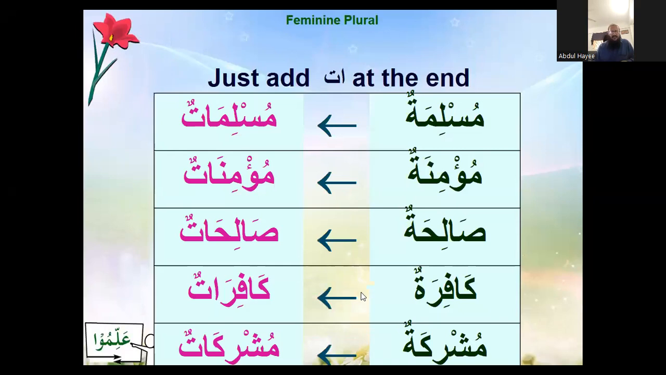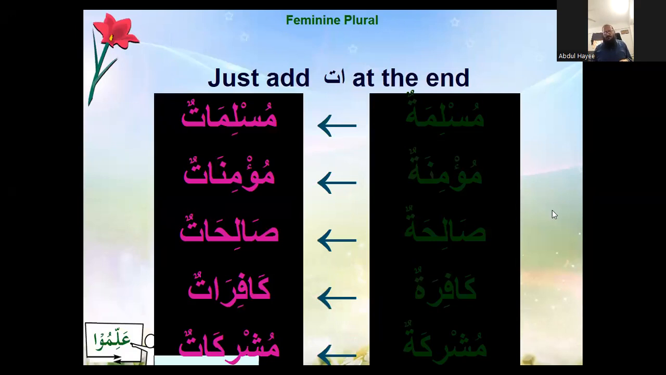Okay, have an exercise. Muslima, Muslimatun. Mu'mina, what will be? Mu'minatun. Salihah, Salihatun. Kafira, Kafiratun. Mushrika, Mushrikatun. Munafika, Munafiqatun. Yes, I was making a mistake. It should be one. Muslima, Muslimatun, Mu'mina, Mu'minatun, Salihah, Salihatun, Kafira, Kafiratun, Mushrika, Mushrikatun, Munafiqa, Munafiqatun.